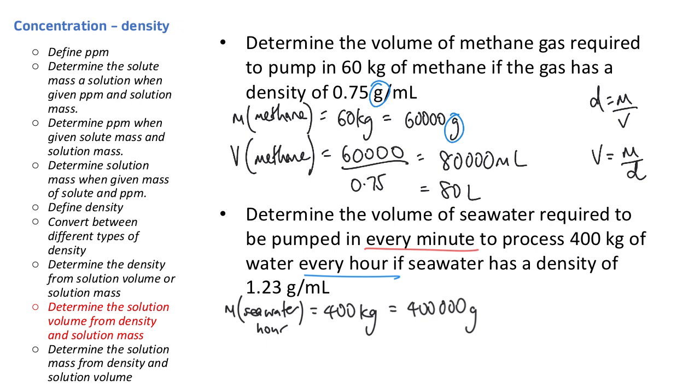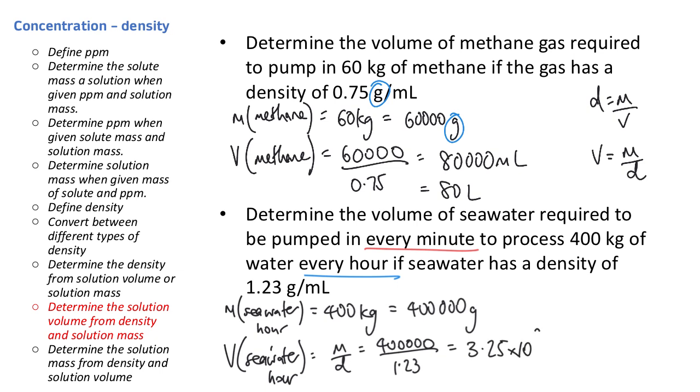Okay, so then I need to work out the volume of the seawater per hour, which is equal to, again, M on D, which is equal to 400,000 over 1.23, which happens to be 3.25 times 10 to the 5. What's that unit going to be in? That's going to be in mils, because that's the unit from the density. All right, so the unit that's going to match. Right, I need a bit more space.